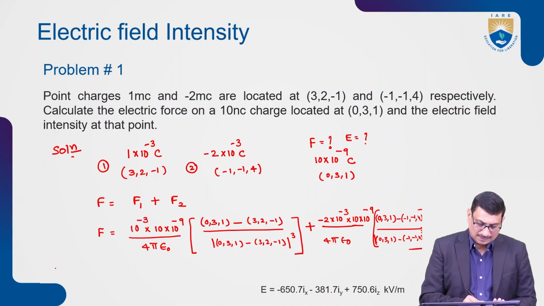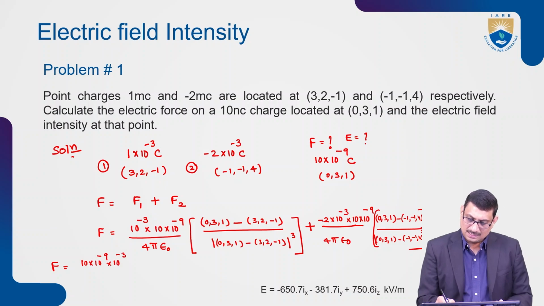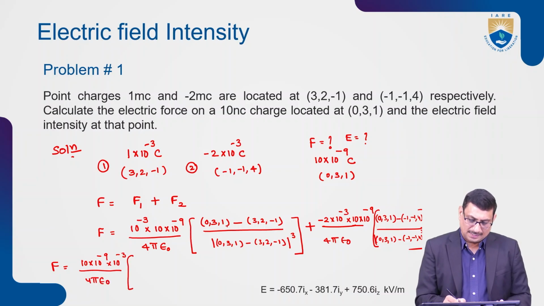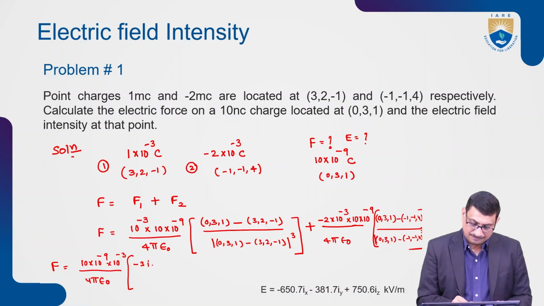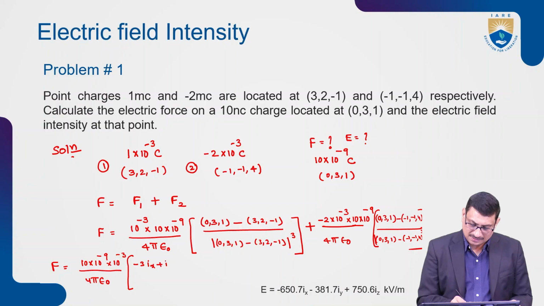Now to calculate the force, in both cases 10 into 10 power minus 9 is common, and 10 power minus 3 is also common. I will take 4 pi epsilon naught also as common. So here in the first term, (0, 3, 1) minus (3, 2, minus 1): 0 minus 3 is minus 3 Ix, and 3 minus 2 means it is plus Iy.